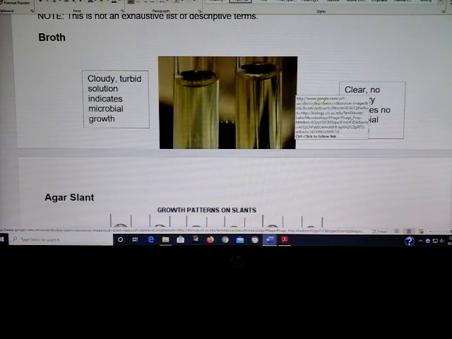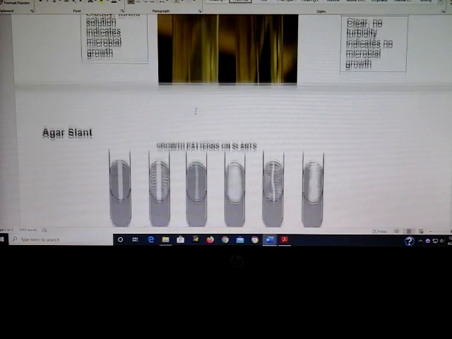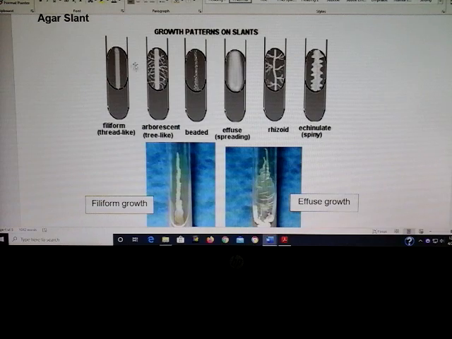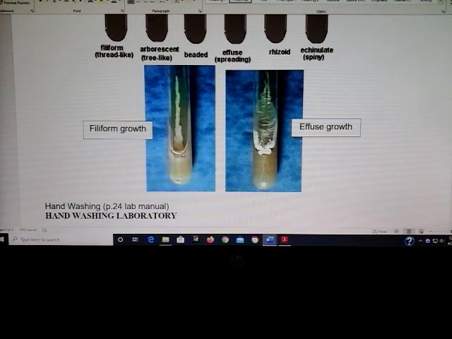And in the broth situations here, this is uninoculated, beautifully clear. Here, though, it's a little bit cloudy, or what we call turbid. Now on agar slants, as we see here, here are some drawings of the different growth patterns. This is what the actual agar tubes would look like. You can see that we have this filiform growth on this one and what we call effuse, or spreading, growth on that tube.